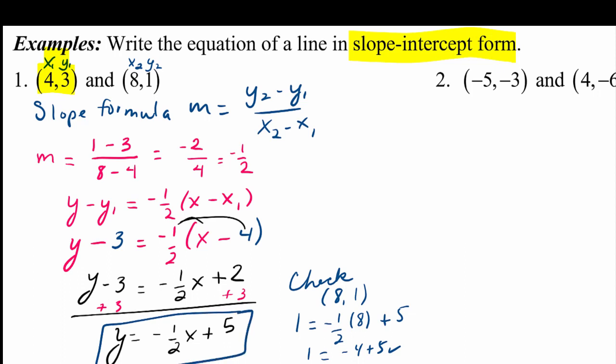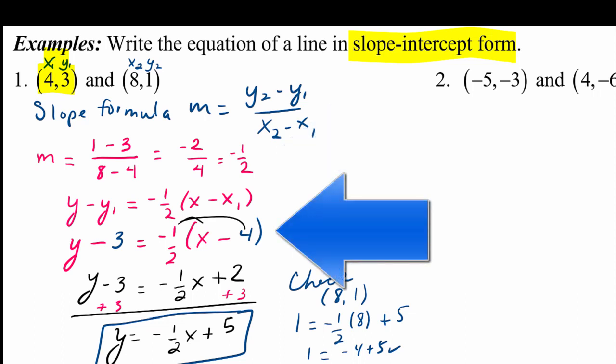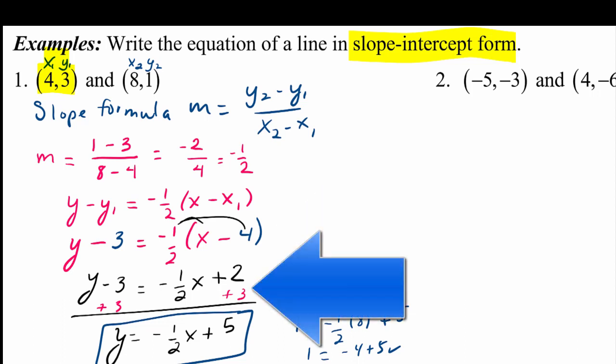So again, what did we do? We took our 2 ordered pairs that were given. We used the slope formula to find the slope of the line. Then we picked one of the 2 ordered pairs, substituted the slope and the ordered pair into point slope form, and then we solved for y to get it into slope-intercept form. Let's try with the next problem.